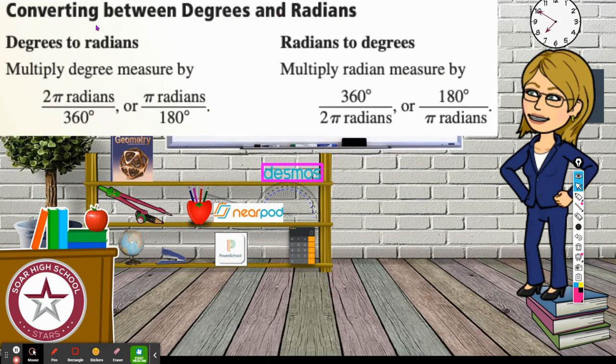Okay, and another thing we're going to do is convert between degrees and radians. So to get from degrees to radians, you're going to multiply the degree measure by 2 pi radians divided by 360, or pi radians divided by 180. And to go from radians to degrees, you're going to multiply the radian measure by 360 divided by 2 pi radians, or 180 divided by pi radians. All right, any questions on the notes?